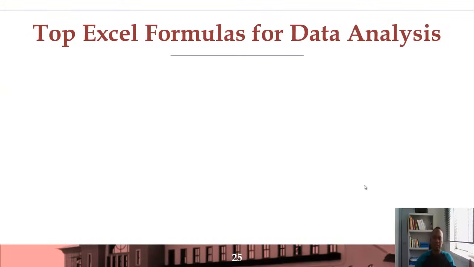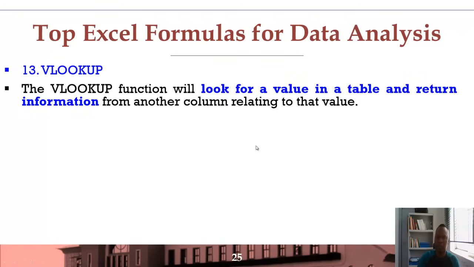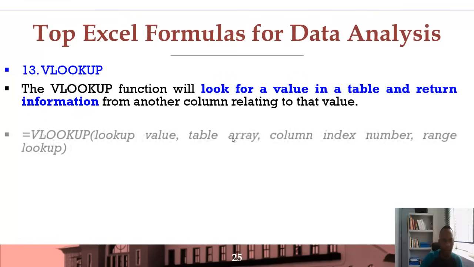Now the last function we'll be looking at is the VLOOKUP function, the vertical lookup function. The vertical lookup function will look for a value in the table and it will now return information from another column that is related to that value. But that information must be in the same row as that value.